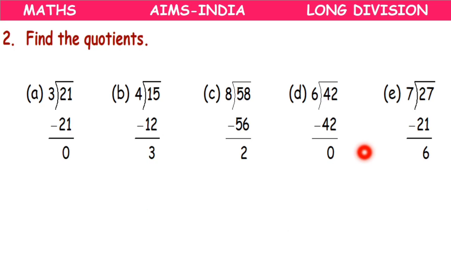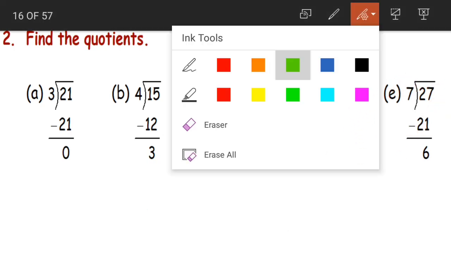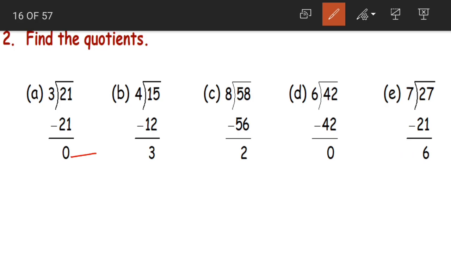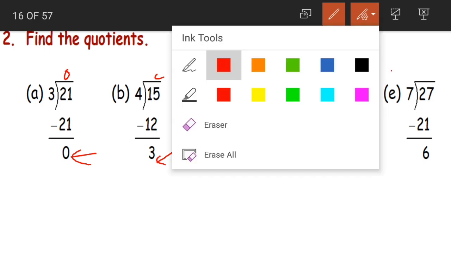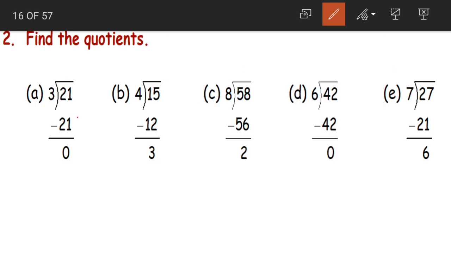Now what are they saying? The division is already done for us. What is it, children? The division is already done. See, we have the remainders as well. But what is missing here? The quotients are missing. Where do we write the quotients? On top. Yes, so the quotients are missing. We need to find out the quotient.